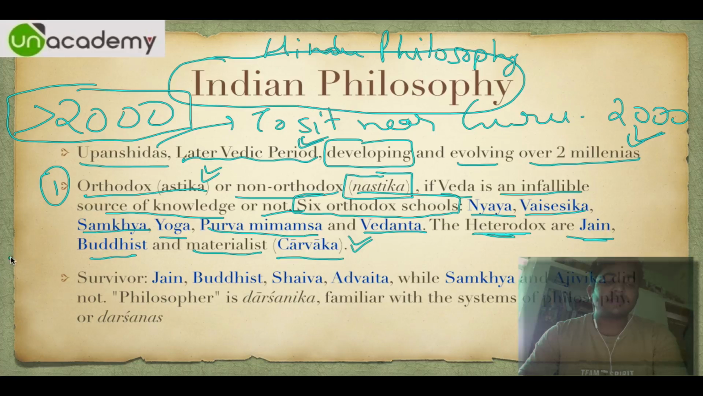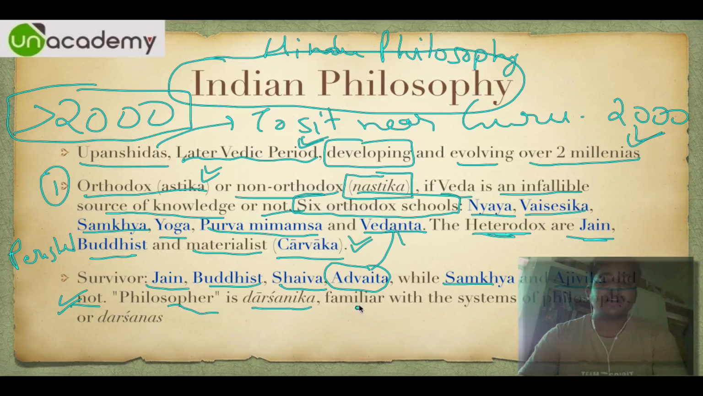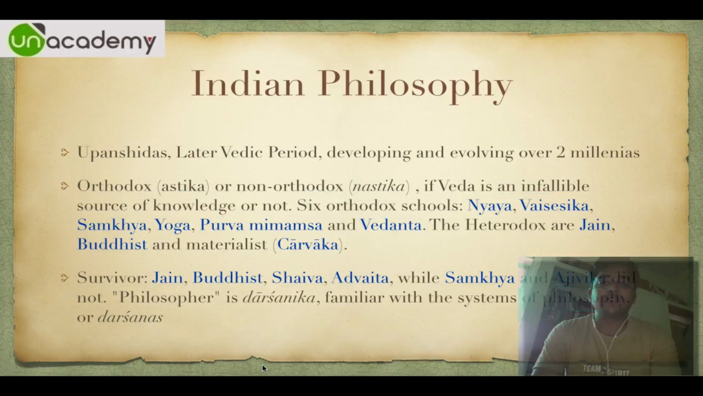Then various schools have perished, some have survived. A few of those that survived are, obviously, Jainism, Buddhism, Shaivism, and Advaitism. It is a part of Vedanta only, while the Samkhya school and Ajivika school did not survive. So what is a philosopher according to Sanskrit or Hindi? A philosopher is a Darshanik, who is familiar with the systems of philosophy, that is darshans. Is that understood? This was the basic intro of Indian philosophy or Hindu philosophy.